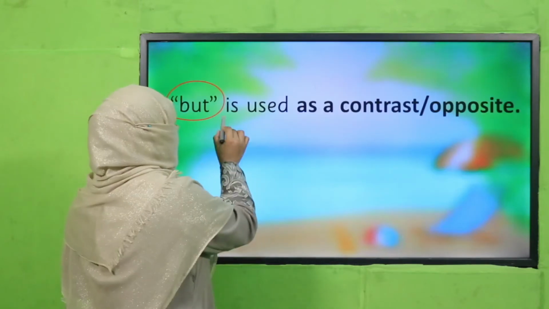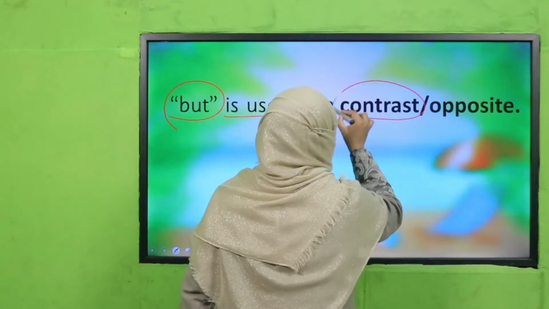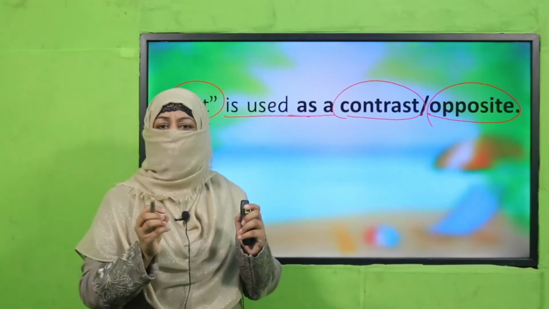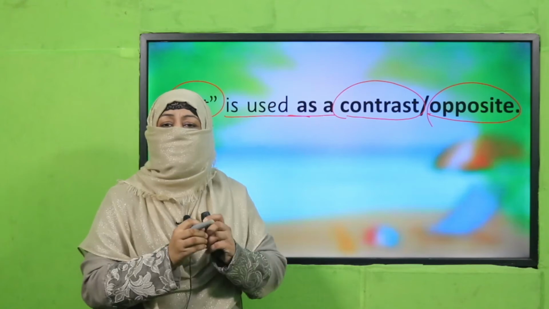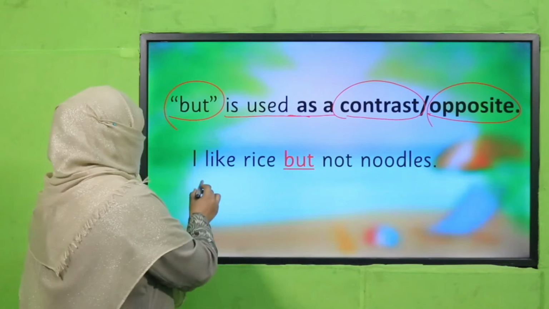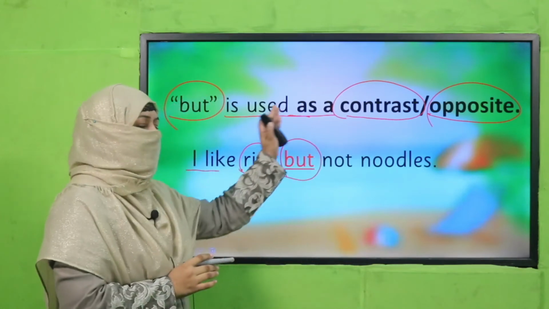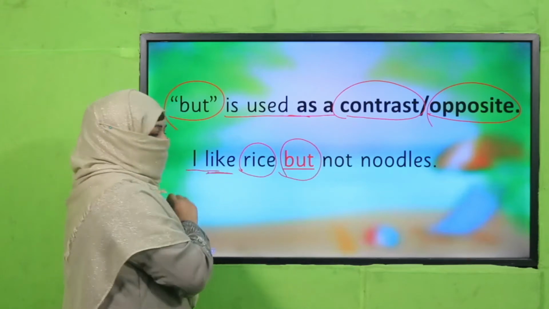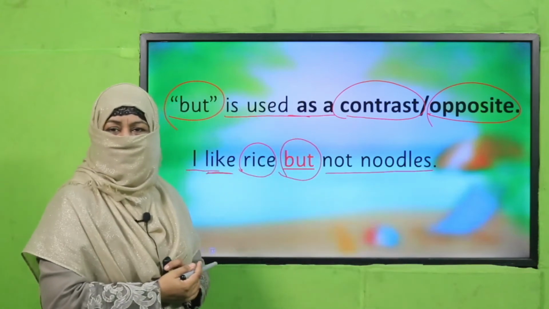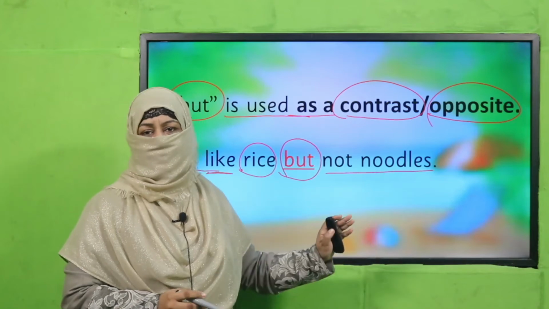The next conjunction is but. Where do we use but? But is used as a contrast or opposite. What does it mean? Means we are joining two words or two sentences which are opposite to each other. How? Look at this. I like rice, but. It means whatever is coming after it, that I don't like. I like rice, but not noodles. Right? Means I like rice, but I do not like noodles.